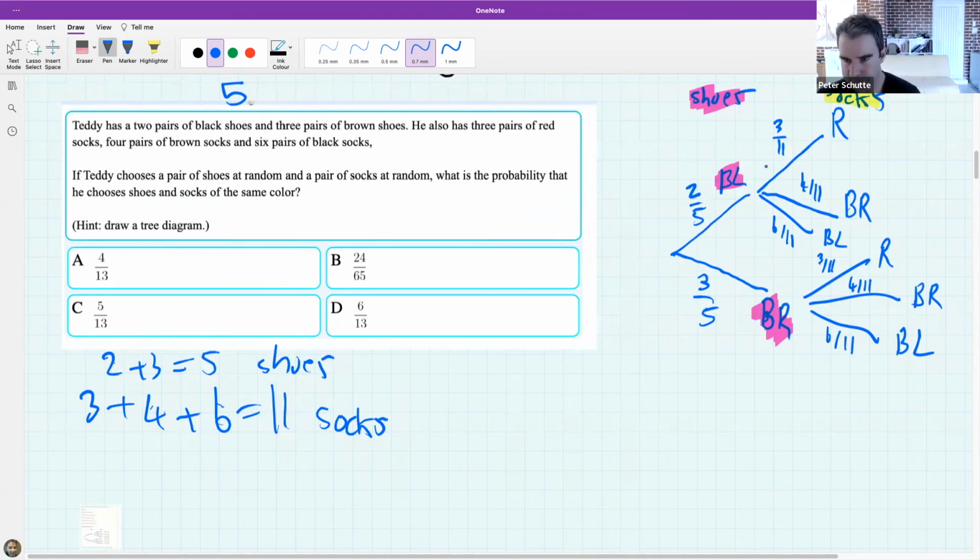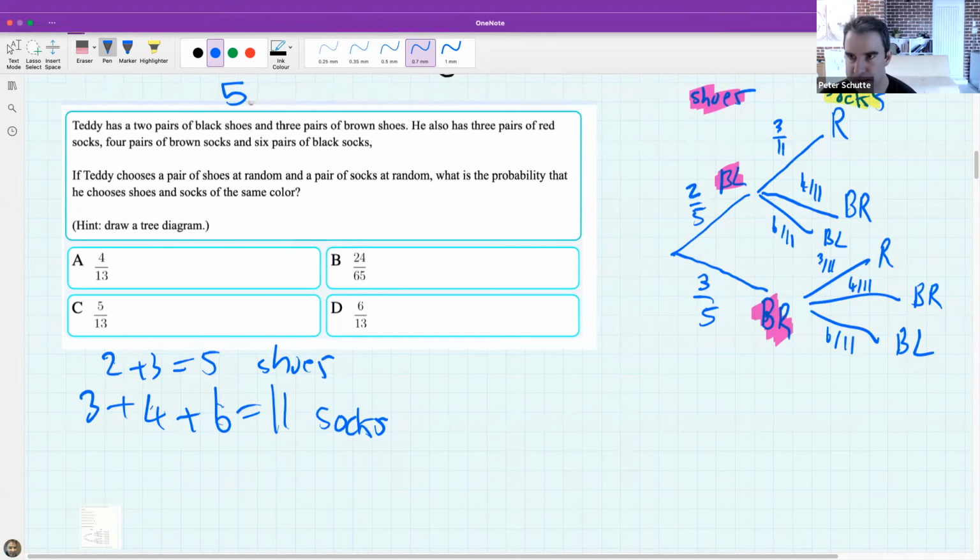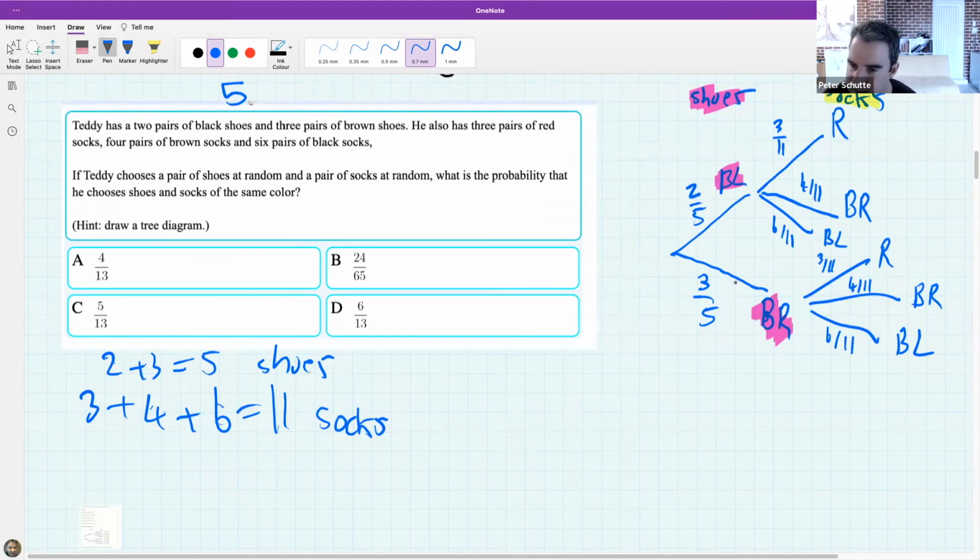So now, I know that we're going to have to repeat this a couple of times. Did I make a mistake? Let's see. So 2 out of 5, 3 out of 5. 3 pairs of red, 4 pairs of brown, and 6 pairs. So 3 plus 4 is 7, plus 6 is 13. Yeah, exactly. Apologies. There we go. So this should be out of 13. Thank you, everyone. Well spotted.